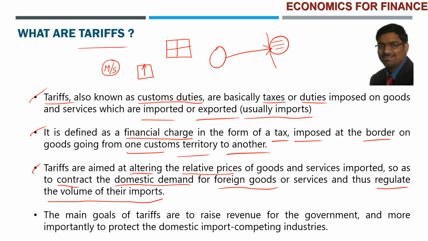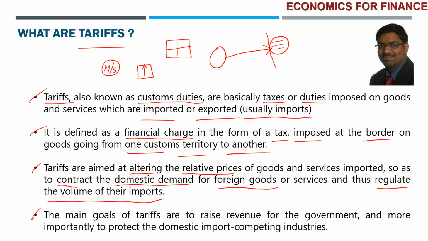So when other businesses are selling their goods and services to us at a cheaper price, what we can do is levy customs duty or tariff on those goods and services, so that the prices of those goods and services become more and the domestic demand for such foreign goods becomes lesser and lesser, so that we can regulate the volume of such imports. That is the major objective of tariffs, a very important point.